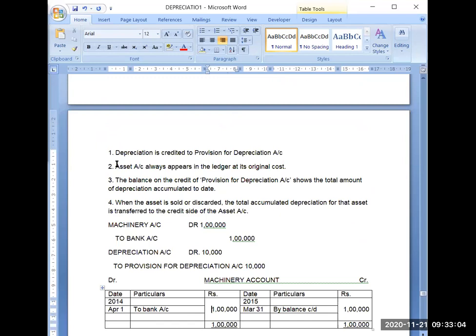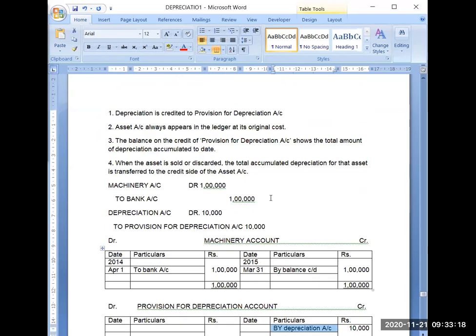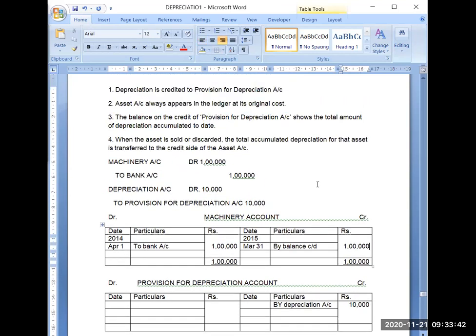Okay, now see the first point, what it is saying. Depreciation is credited to provision for depreciation account. That I have told you here. The second point: asset account always appears in the ledger account at its original cost. So the original cost of the machinery account was 1 lakh. It will remain only 1 lakh in the first year, second year, third year, fourth year. You will never be writing the depreciation here. That's why this account will be maintained at 1 lakh only. So your asset account will always show the original cost. This point is clear. Second point.